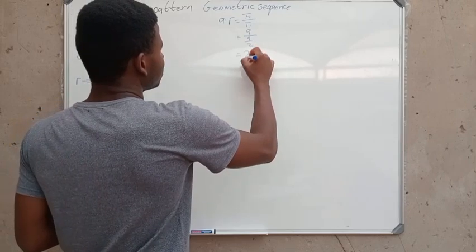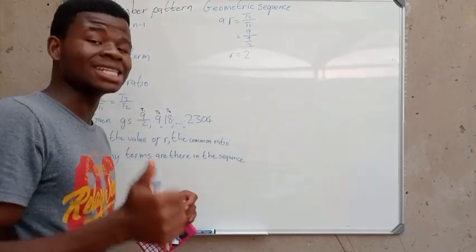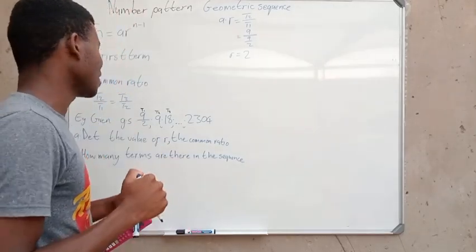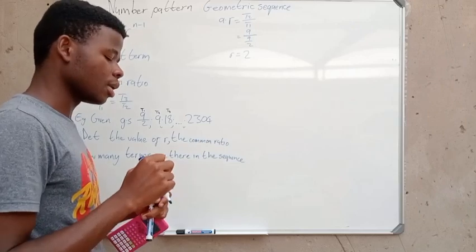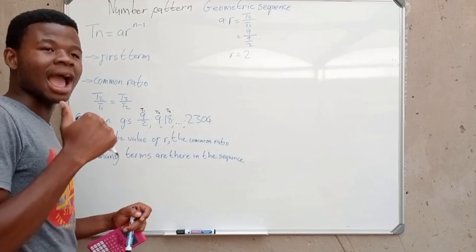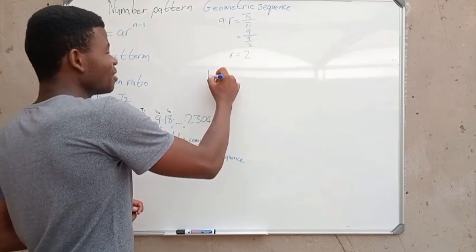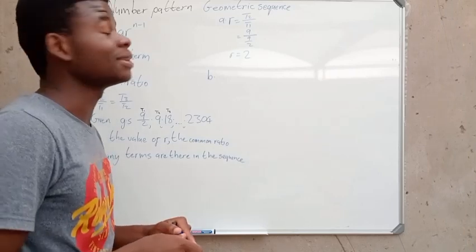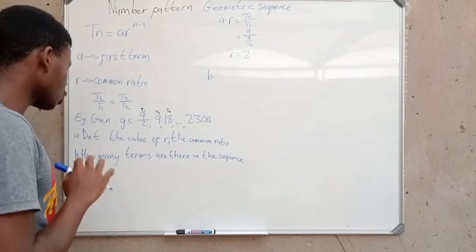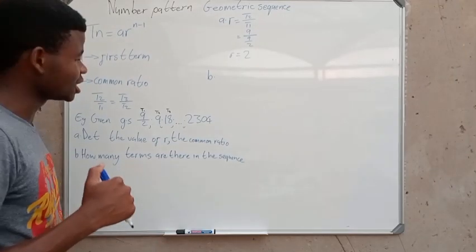So we get 2. 2 is our common ratio. Now we're going to question B. Question B says: how many terms are there in this sequence?